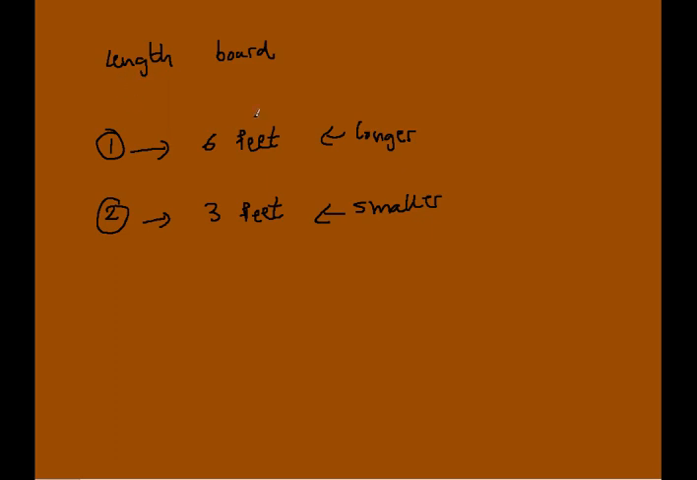Now, first of all, you can realize that we have the same unit here. So the fact that we have the same unit, we can talk about ratio because ratio is a comparison of two quantities, the longer board and the smaller board, that have the same units, which is feet here. Now let's say that they ask you to write the ratio of longer board to smaller board.